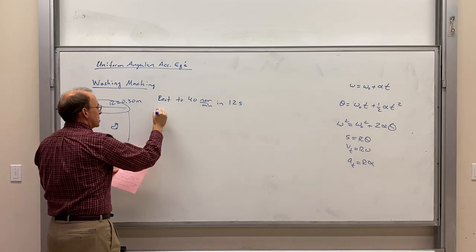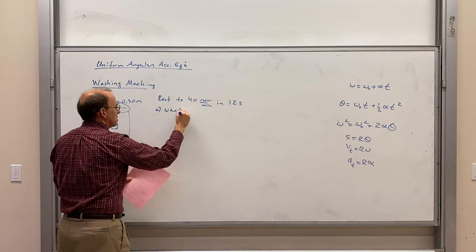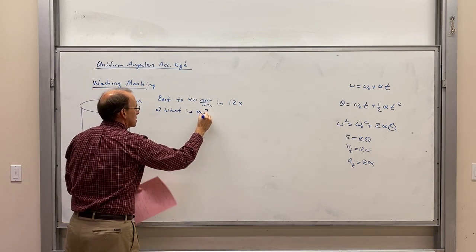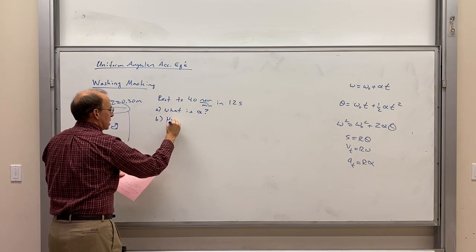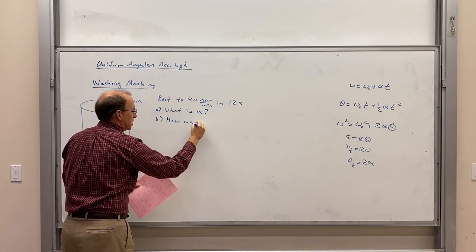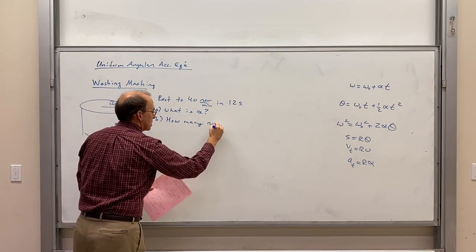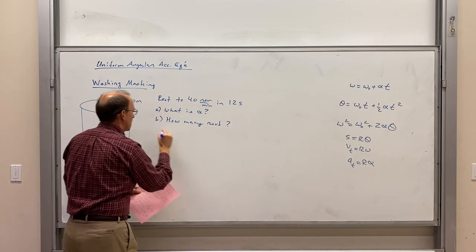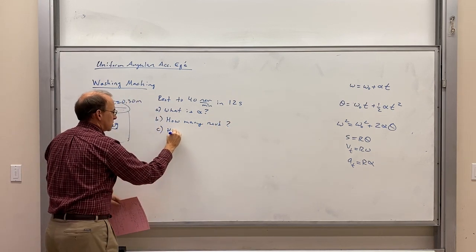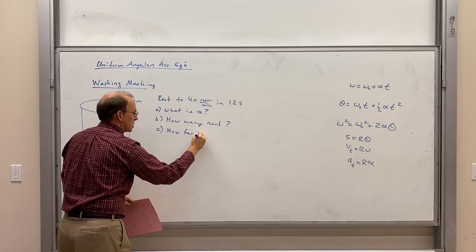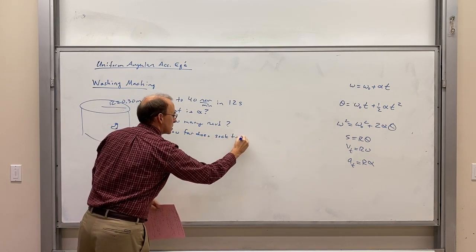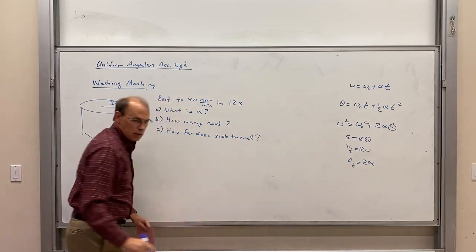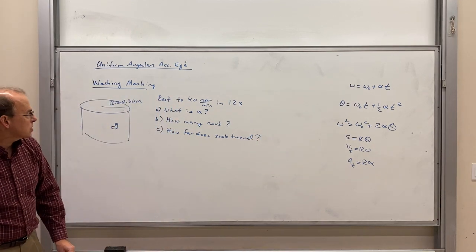So I've got these questions. What is alpha? How many revolutions does it make while it's speeding up? And how far does the sock travel? So that's just to practice these equations.